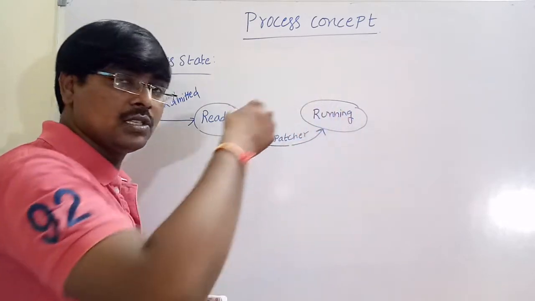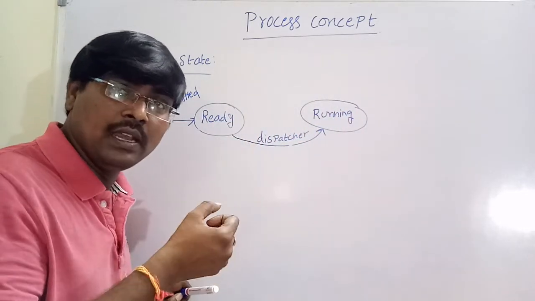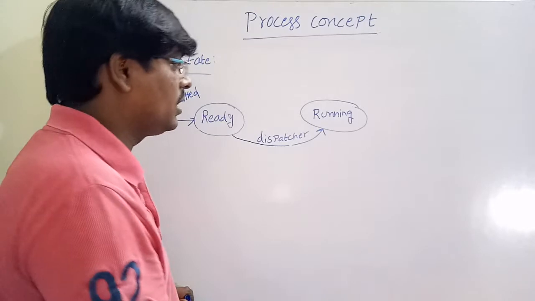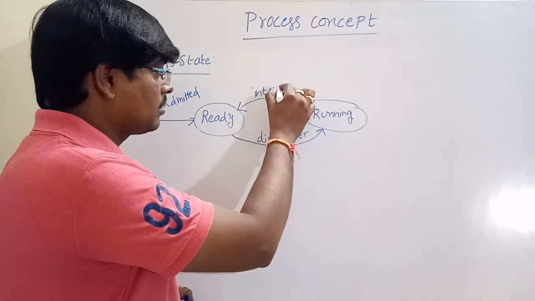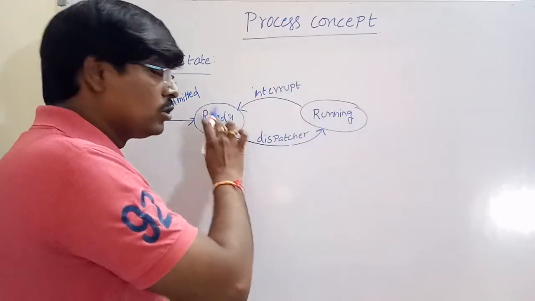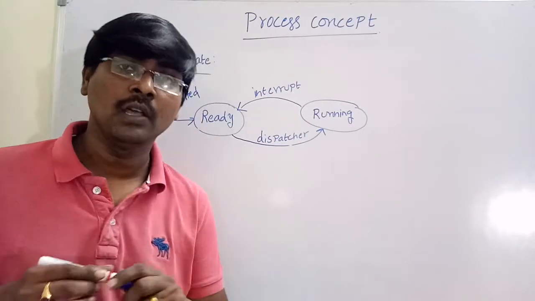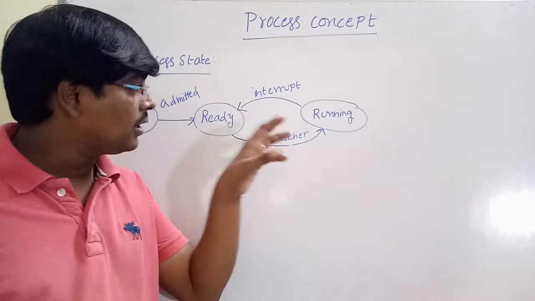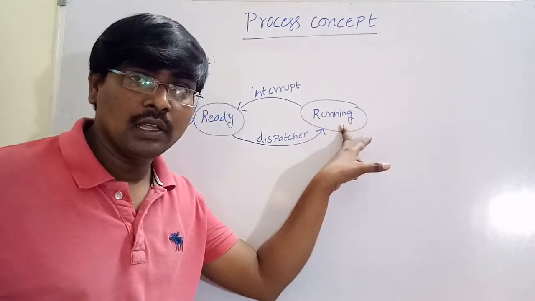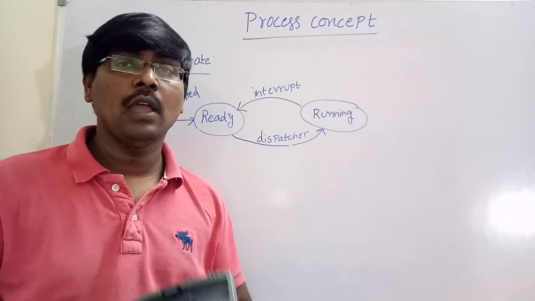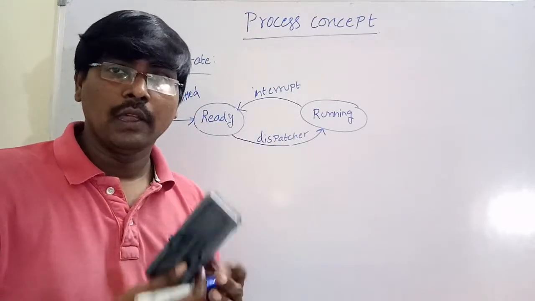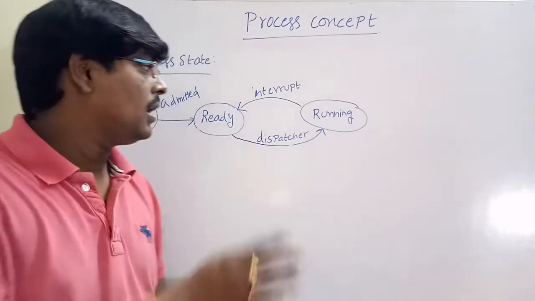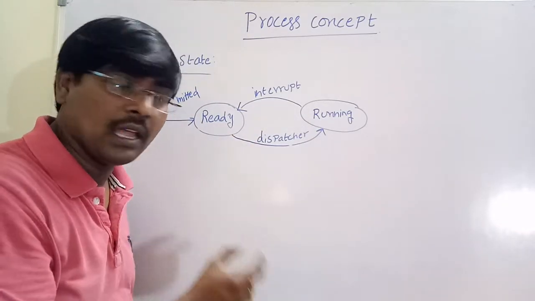During running, that is during execution, if any interrupt occurs, it moves to the ready state. Here, what do we mean by interrupt? Very simple point. Suppose we are in execution, and a high priority process comes and requests the CPU. Then what happens?